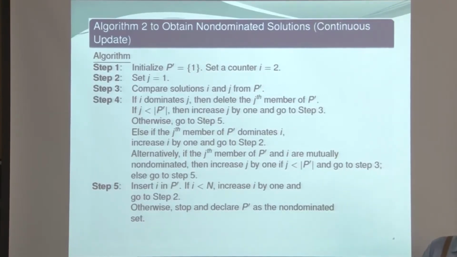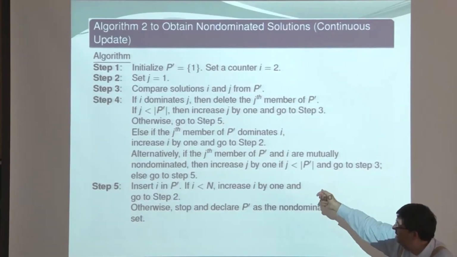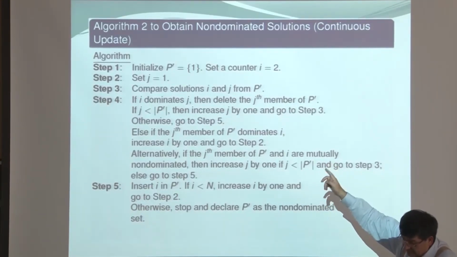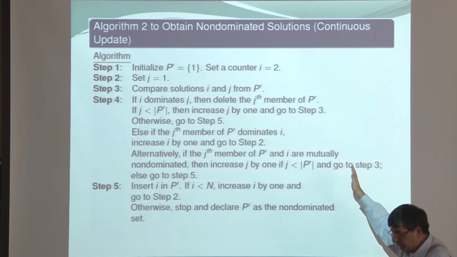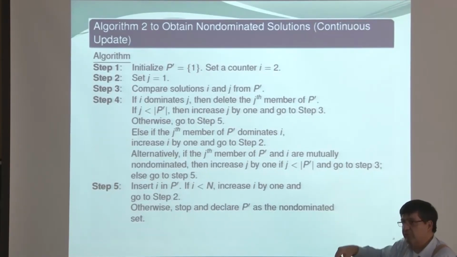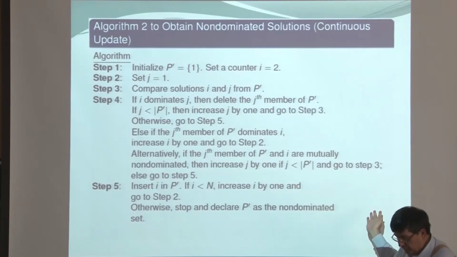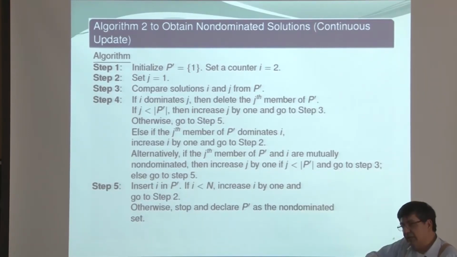Then you continue, I is now 4, and you start j equals 1 again, and check. A4 is compared with respect to the first solution in P prime, and you check the two directions. Then j equals 2, you do the same, A4 with respect to the second solution. And then j equals 3, you check in the two directions. Again, it will happen that they are mutually non-dominated, so you add solution 4. So at this point, you have 1, 2, 3, and 4 in the set.